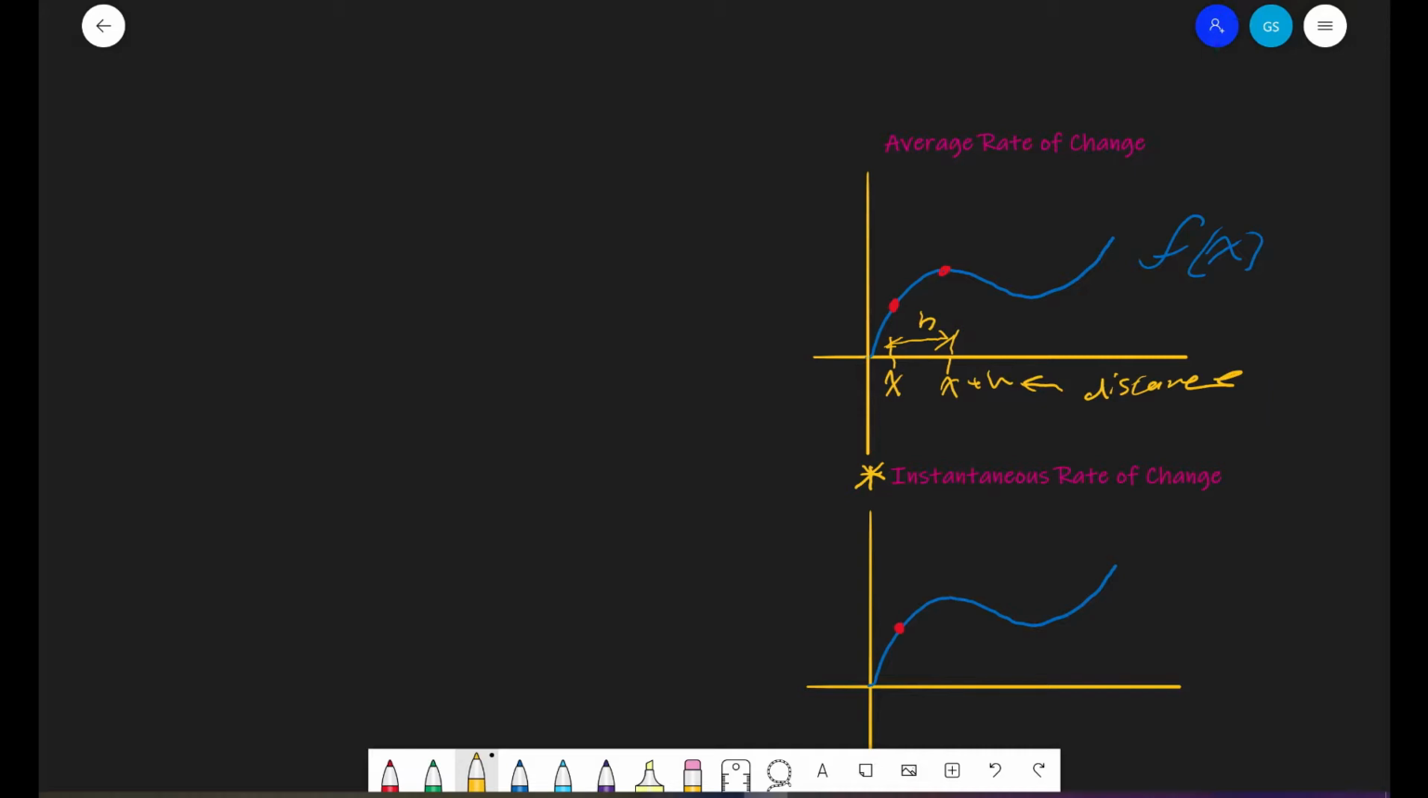Now, the whole point of the way an average rate of change is calculated is that you find two points, and then you just draw a line through them. That's the average rate of change. Or in other words, you're finding the secant, right? Because that's the average rate of change, the secant.